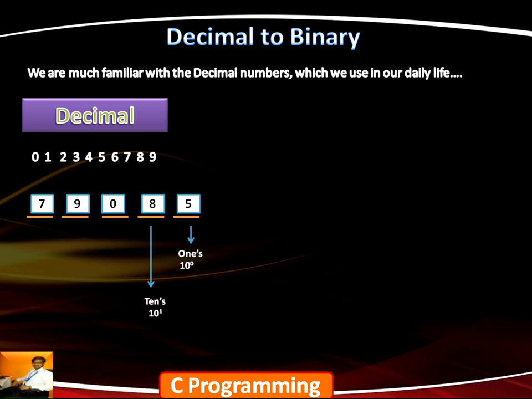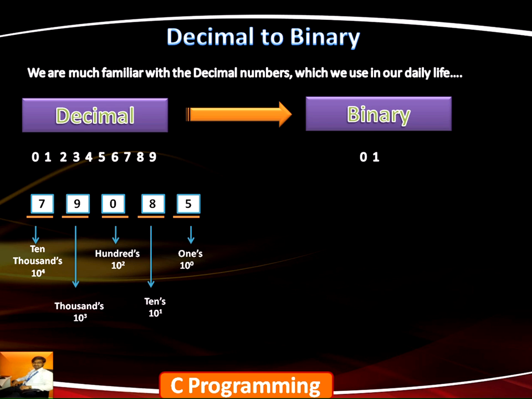Next one is 10 power 1, the tens place. 10 power 2 is the hundreds place. Next is 10 power 3, the thousands place, and then the 10,000s place, and so on. So ones, tens, hundreds, thousands, and 10,000s. These are the place values for the decimal. This number needs to be converted, translated into binary.